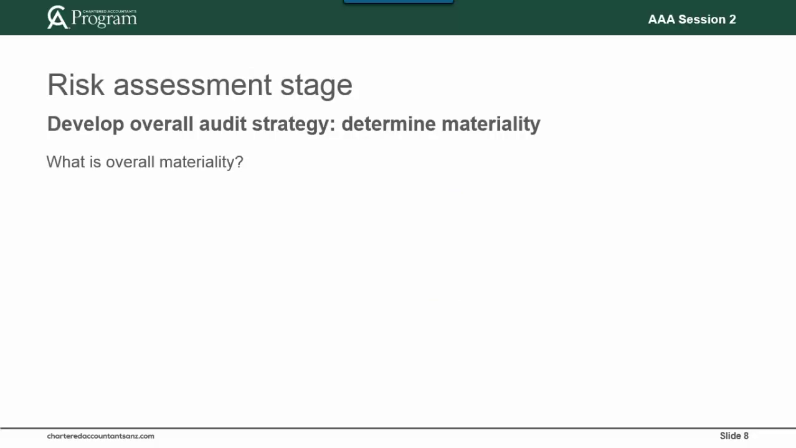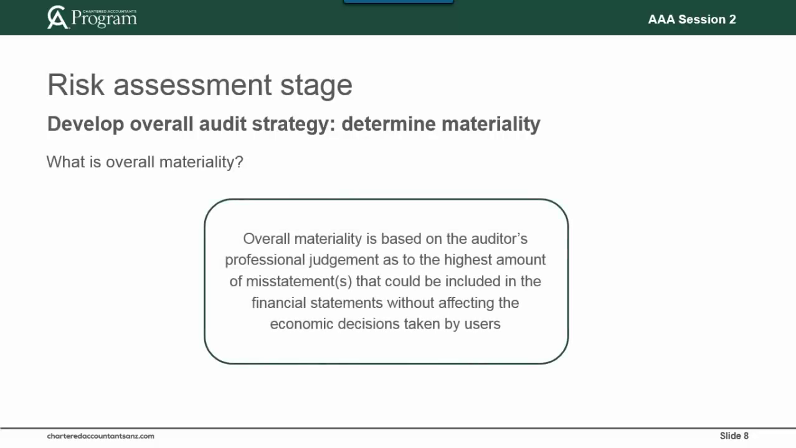So what is overall materiality? Overall materiality is based on the auditor's professional judgment as to the highest amount of misstatements that could be included in the financial statements without affecting the economic decisions taken by the users. In practice, materiality is calculated using a percentage of a benchmark. The identification of the appropriate benchmark considers the economic decisions taken by the users. Note that users are not considered individually, but as a group. By understanding what the users are interested in, you can identify the appropriate basis, that is, the benchmark to use, for calculating materiality.